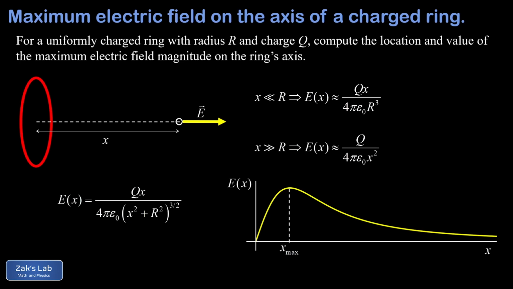Well, this is a classic optimization problem that we can solve by using differential calculus. And the idea there is that we see the slope of the electric field function is 0 at that maximum point. In other words, there's a horizontal tangent line there. So we're going to solve this by taking the x derivative of the electric field and then setting it equal to 0, and we should be able to solve for x max.